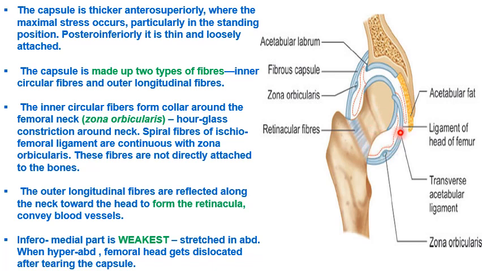So the inferomedial part is the weakest part of the capsule. This part of the capsule will get stretched during abduction. And when the limb is hyperabducted, the femoral head can get dislocated, tearing the capsule. So this is all about the articular capsule, or the capsule of the hip joint.